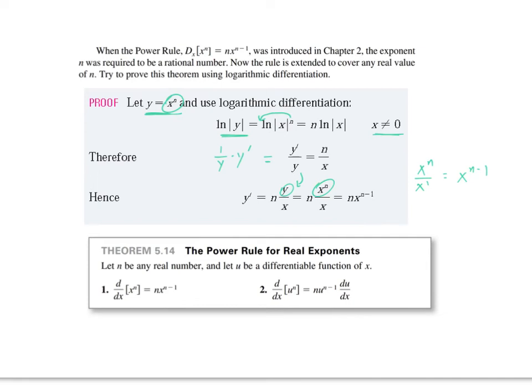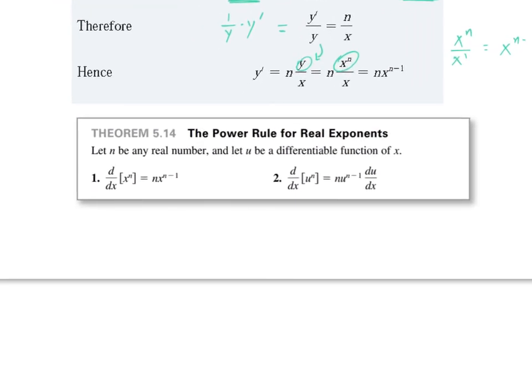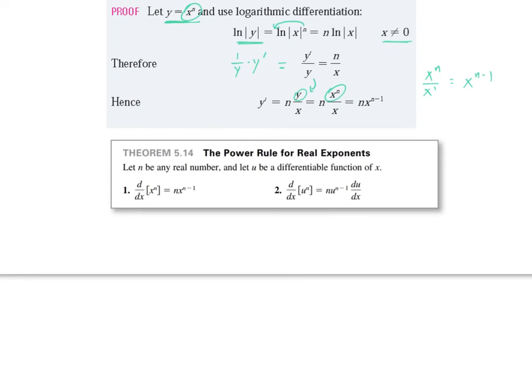Moving on here. So the power rule is an expression now that we can use for any power, real, rational or irrational. And there they are, shown once again. Not that we didn't know them already. Let's move on.